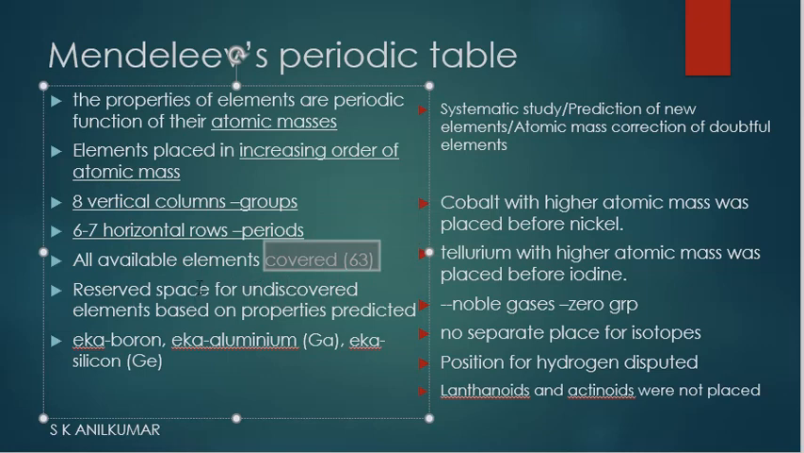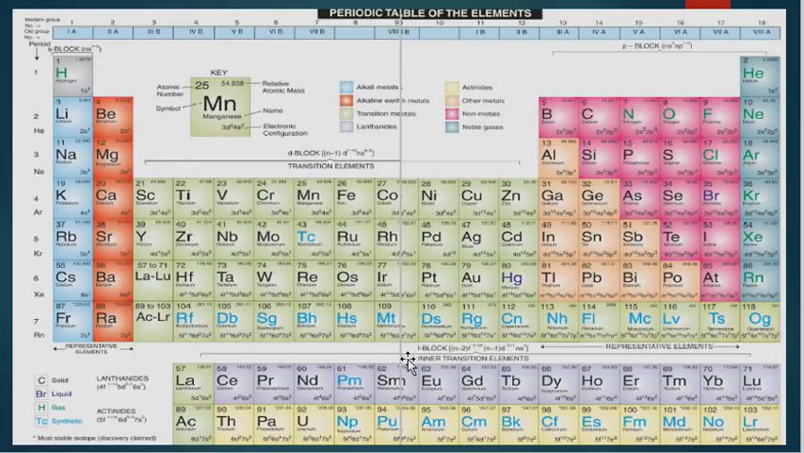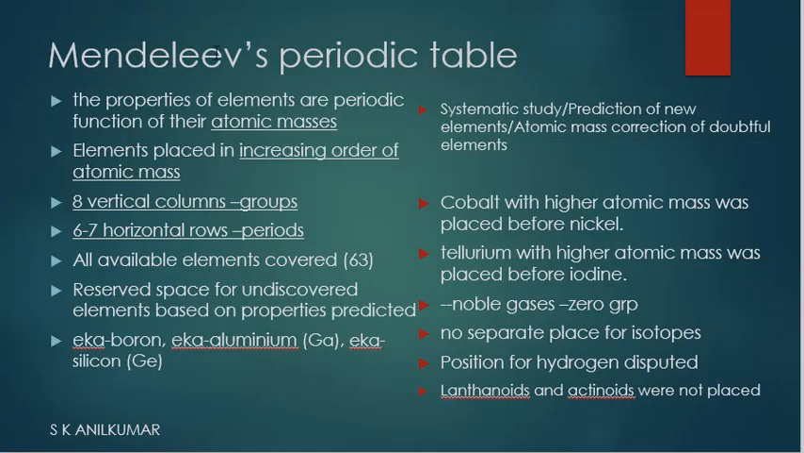Then he reserved space for undiscovered elements. That was a specialty of Mendeleev. The names he gave were with Eka. Eka means first. Eka-boron, Eka-aluminium. He had Eka-boron and Eka-aluminium. So those elements, where did they come and sit? They came and sat here. Boron and aluminium, it became germanium, etc. Mendeleev reserved spaces. That was a plus point of Mendeleev's table.